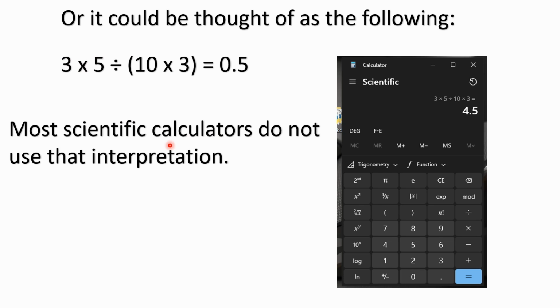But most of your scientific calculators do not use that interpretation. You can see right here, this is a Windows 11 machine. Use the scientific calculator. The standard calculator is kind of hot garbage. A lot of people will use the standard calculator and get a wrong answer with mixed operations. So I don't want to go into that here. I have another video going into a lot more detail on calculators, but you can see here 3 times 5 divided by 10 times 3 comes out to 4.5. So they're really not using that older interpretation.